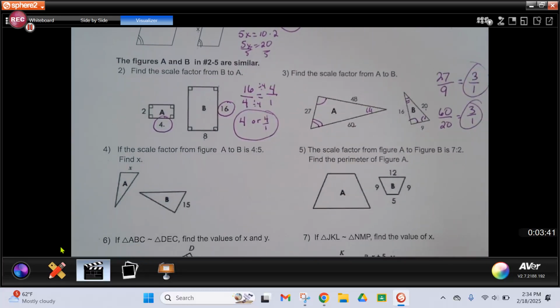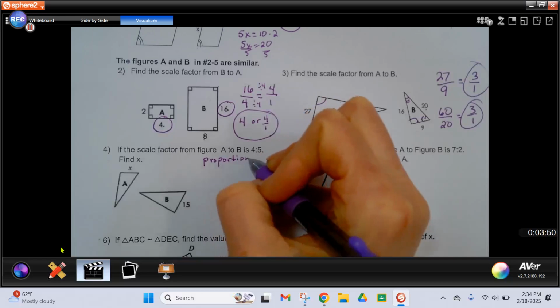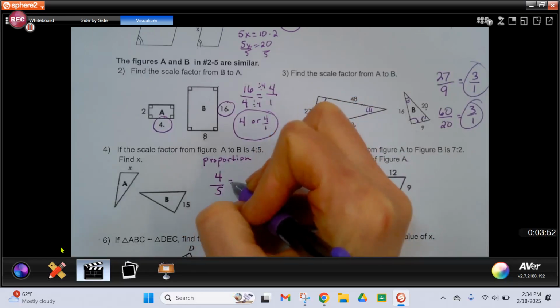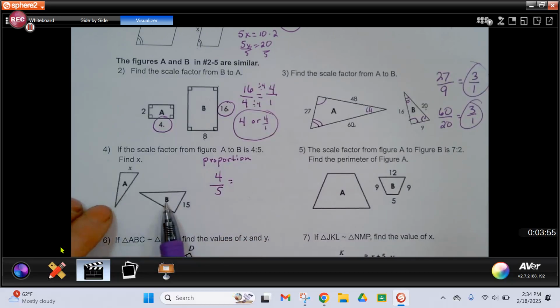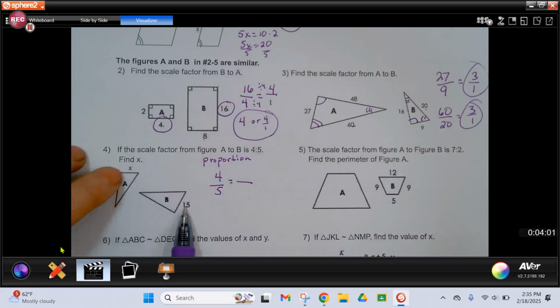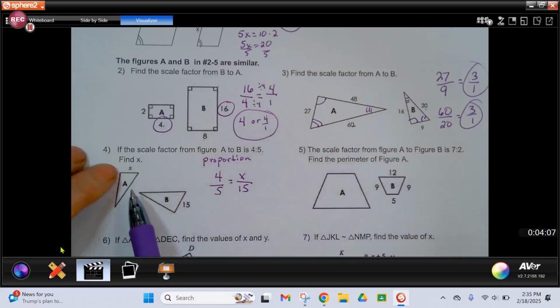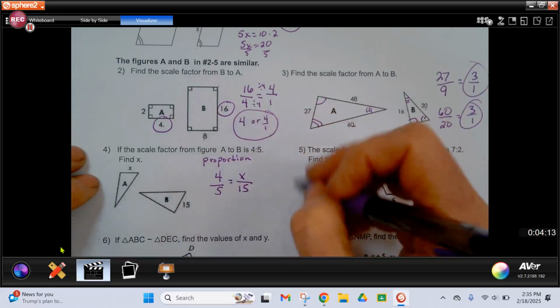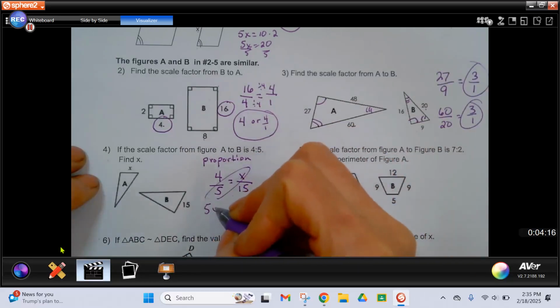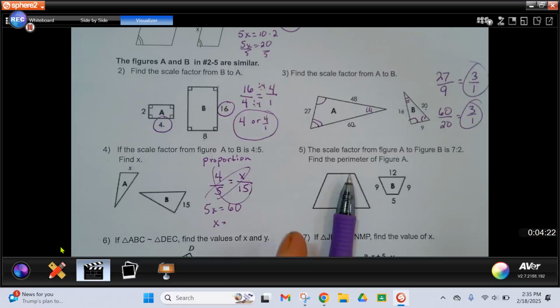Number 4, if the scale factor from figure A to B is 4 to 5, find x. So we're going to use a proportion. So 4 is to 5 as, now we're going from small to large, A to B here. So that means that when I find my corresponding sides, I see that x and 15, these two sides are corresponding. I'm going to put the x on top and the 15 on the bottom, because we're going from 4 to 5, A to B, and then x to 15. And then we cross multiply and solve. So 5x equals 4 times 15, which is 60. So x equals 12.